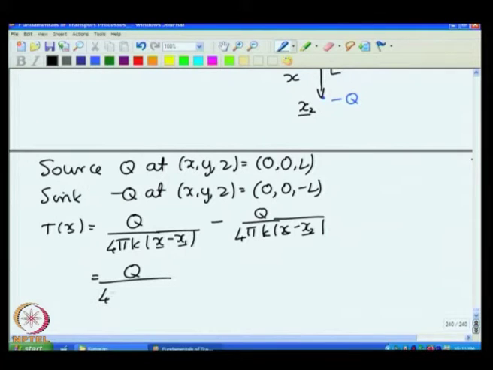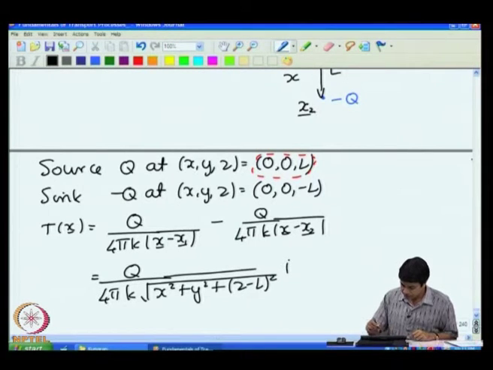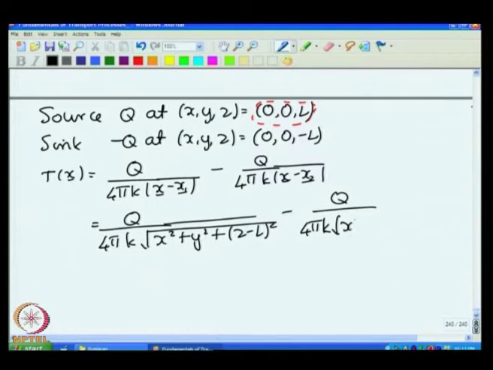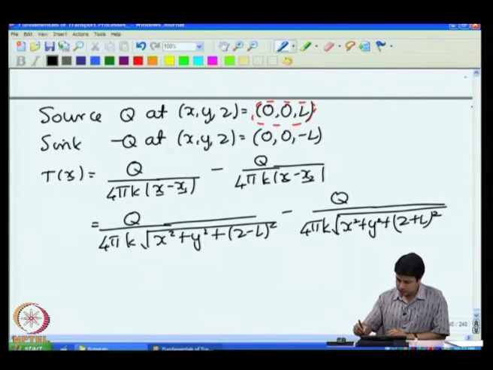This is q by 4 pi k. The source is at the location 0, 0, L. So, I will have the source as square root of x square plus y square plus z minus L the whole square, minus q by 4 pi k square root of x square plus y square plus z plus L the whole square. So, this is the final solution for the temperature field in the second configuration that I just showed you.